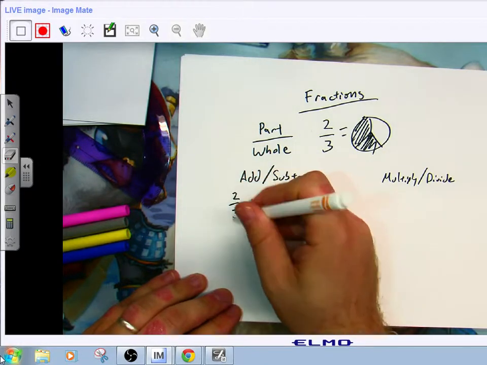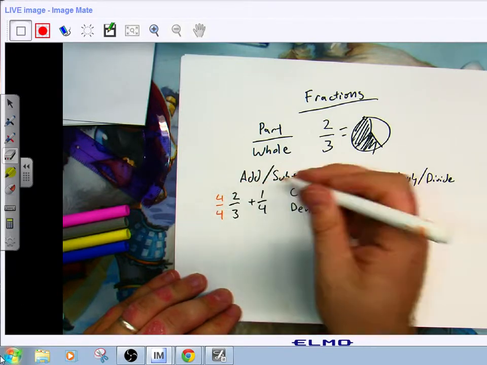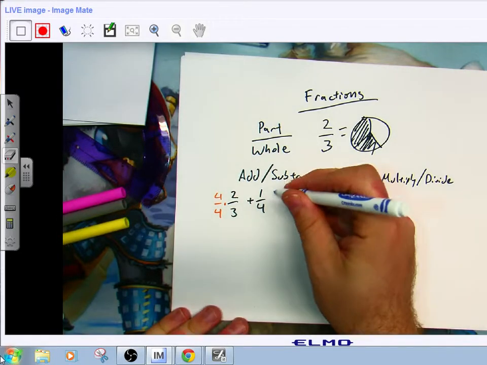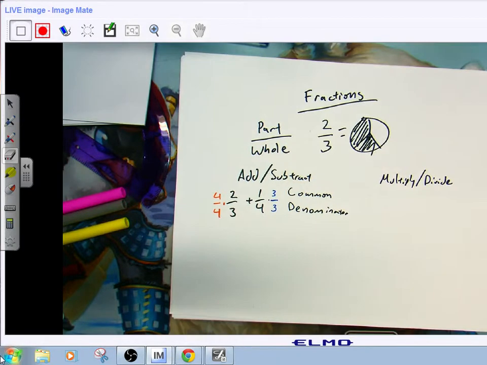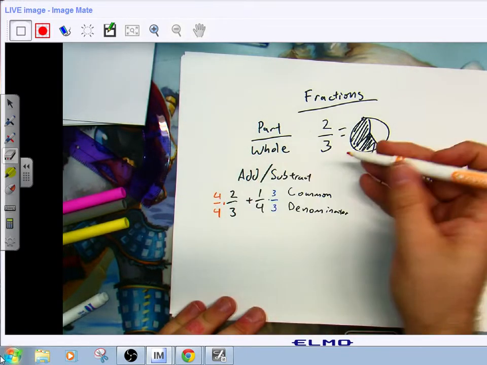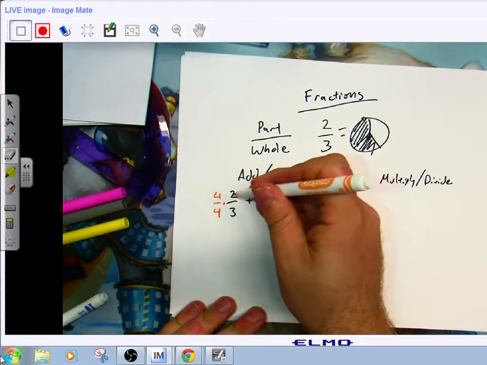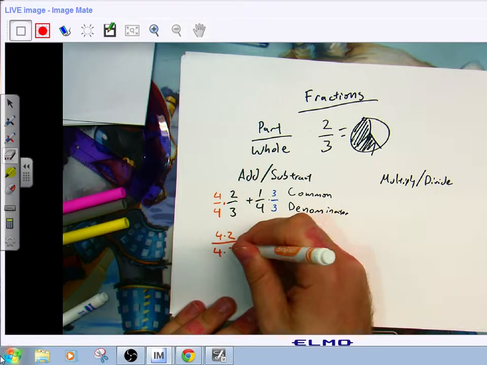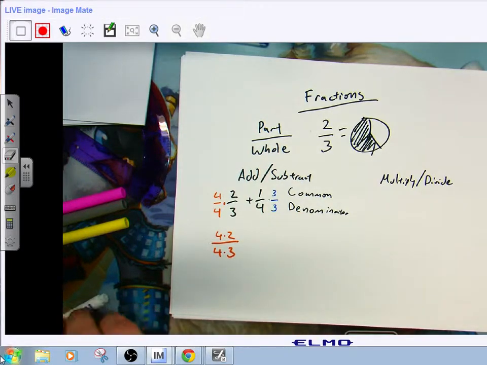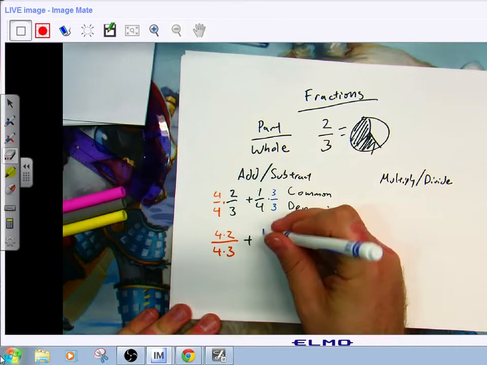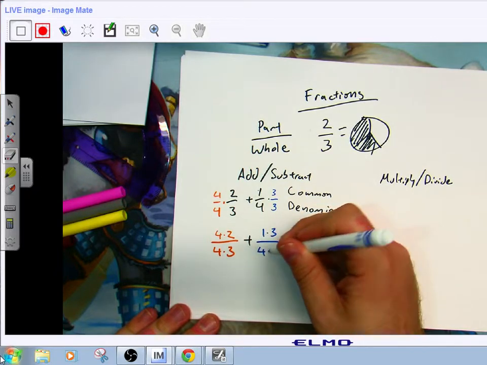But if I were to multiply 2/3 by a special version of 1, in this case 4/4, and if I were to multiply 1/4 by a special version of 1, in this case 3/3, I would have my common denominator. Why? Because this is how multiplying and dividing fractions work. When I multiply straight across, numerator times numerator, so 4 times 2, and that's going to be over 4 times 3. Likewise, for my other one, I multiply straight across. So I have 1 times 3, and that's going to be all over 4 times 3.